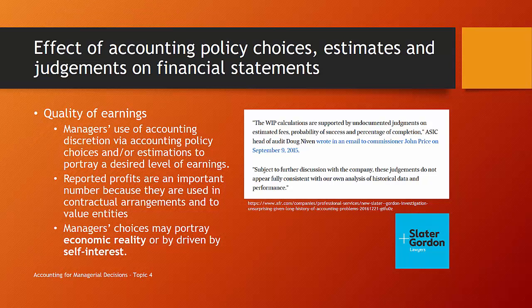The WIP calculations, and WIP refers to work in progress. The WIP calculations are supported by undocumented judgments on estimated fees, probability of success, and percentage of completion, ASIC Head of Audit Doug Niven wrote in an email to Commissioner John Price on September 9, 2015. Subject to further discussion with the company, these judgments do not appear fully consistent with our own analysis of historical data and performance.